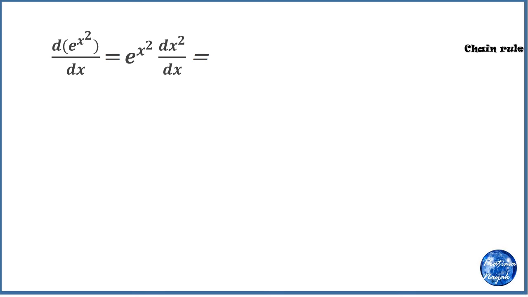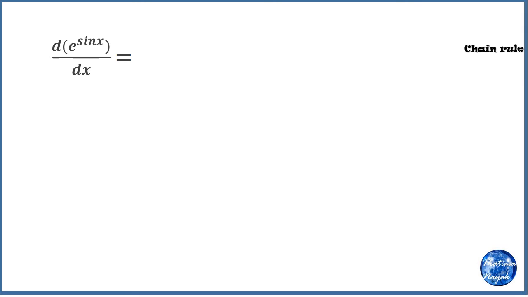e raised to the power x square. Here the e function is f and x square is g(x). The derivative of the e function will be the same, so e to the power x square into the derivative of x square. So it will be e raised to the power x square multiplied by the derivative of x square, which is 2x.